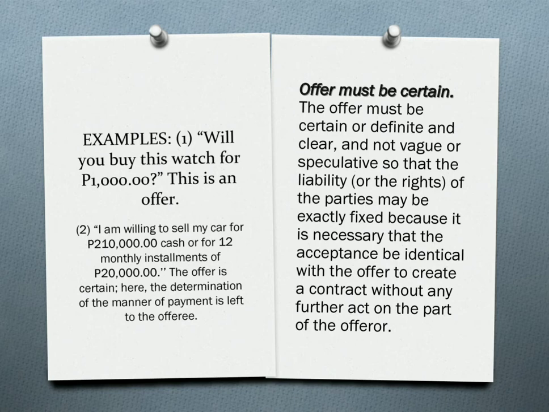For example, will you buy this watch for 1,000? This is an offer. So, malinaw na sinabi niya or ino-offer niya na bilhin yung watch worth 1,000. Second example, I am willing to sell my car for 210,000 cash or for 12 monthly installments of 20,000. So, yung offer dito, iniwan niya na yung kung paano yung manner of payment sa offeree. So, bahala na yung other party kung magbabayad siya through cash or installment basis.